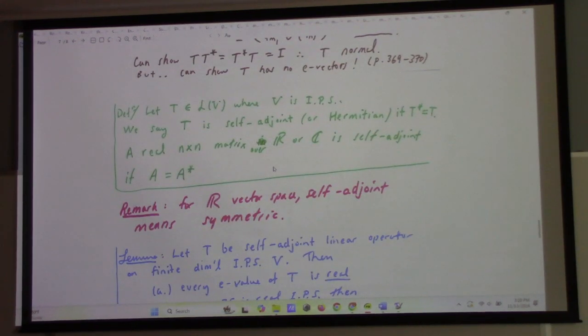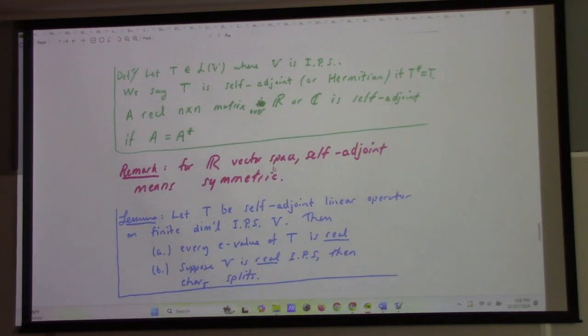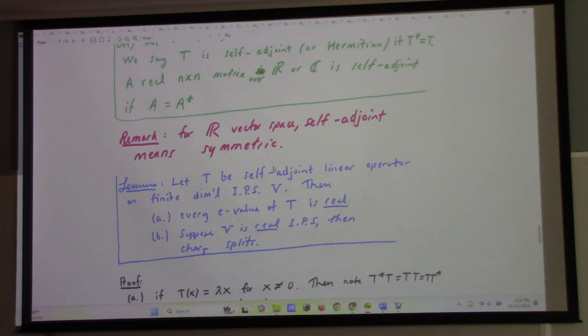So, definition. A transformation is said to be self-adjoint if T star is equal to T, or it's also sometimes called Hermitian. And likewise, a real n by n matrix is self-adjoint if A star is equal to A. And the theorem we get. Notice that in the real category, self-adjoint just means it's symmetric for the matrix, right?